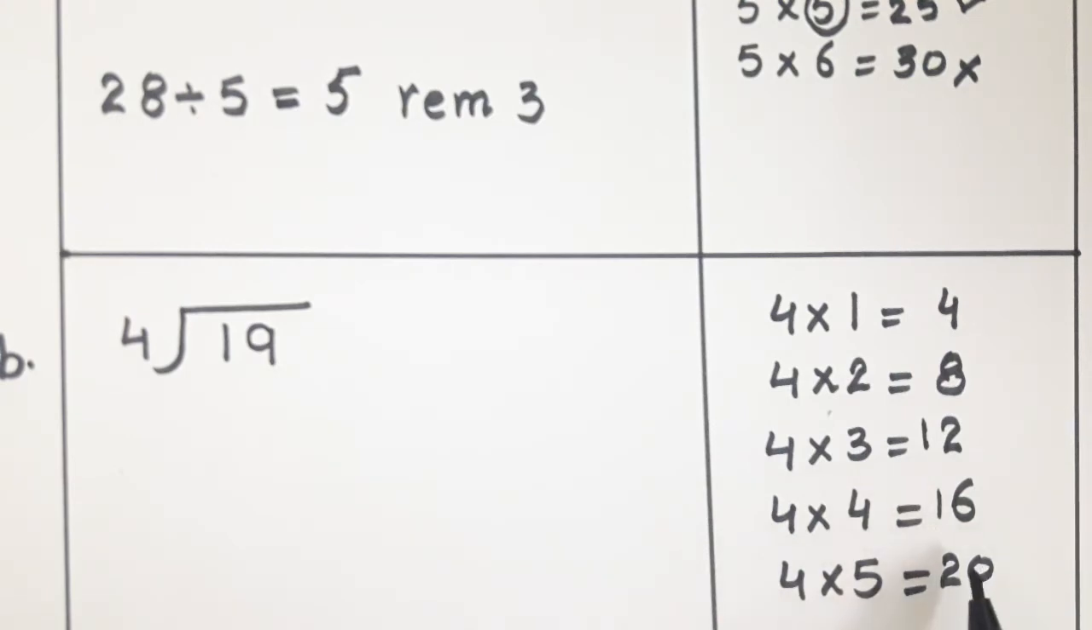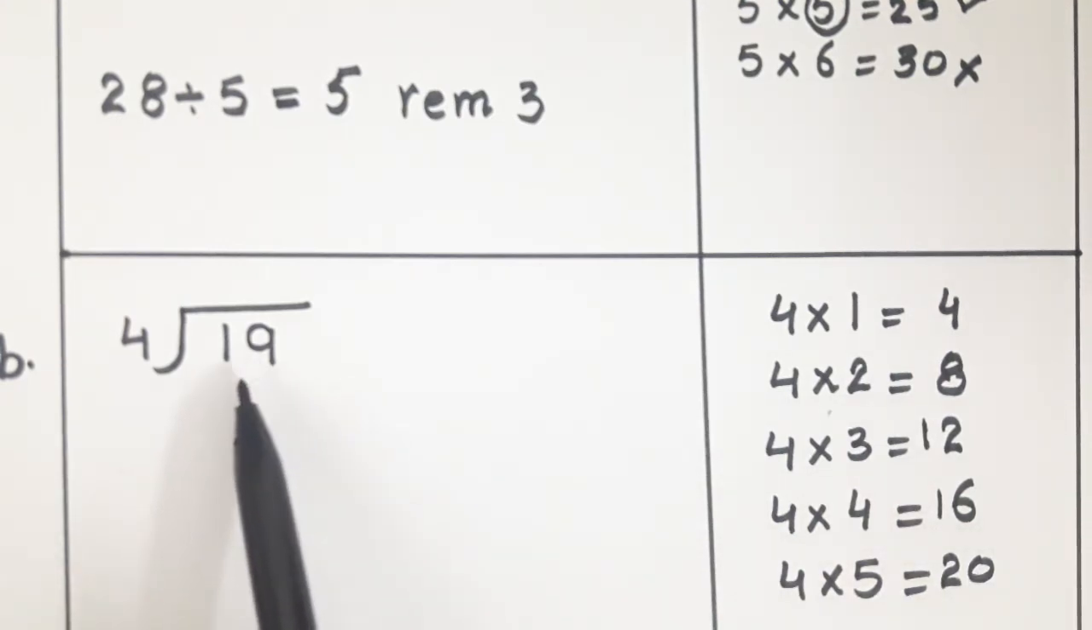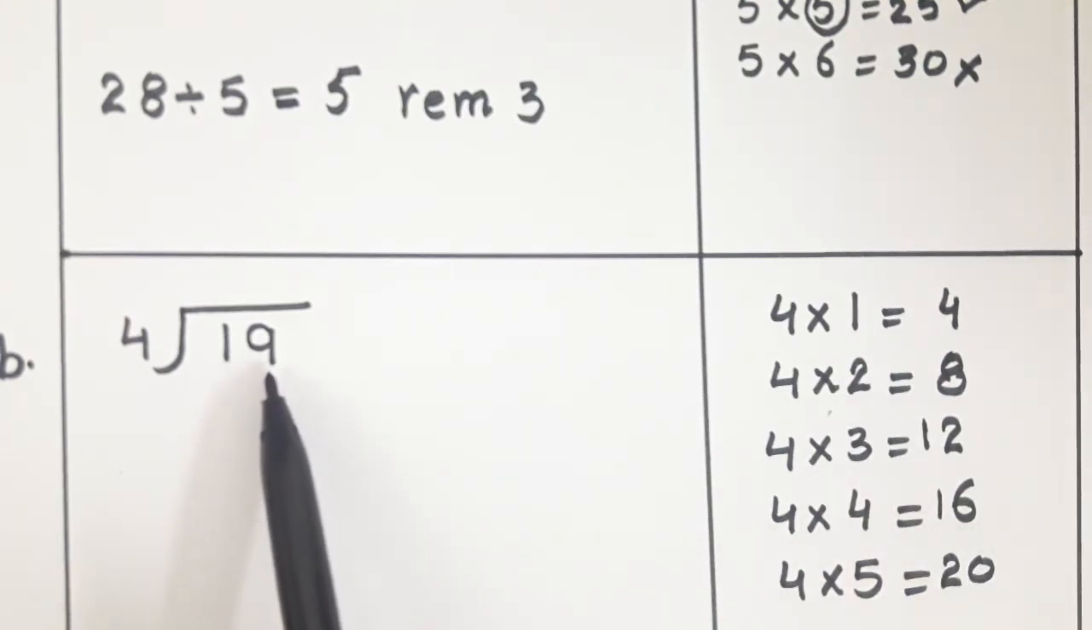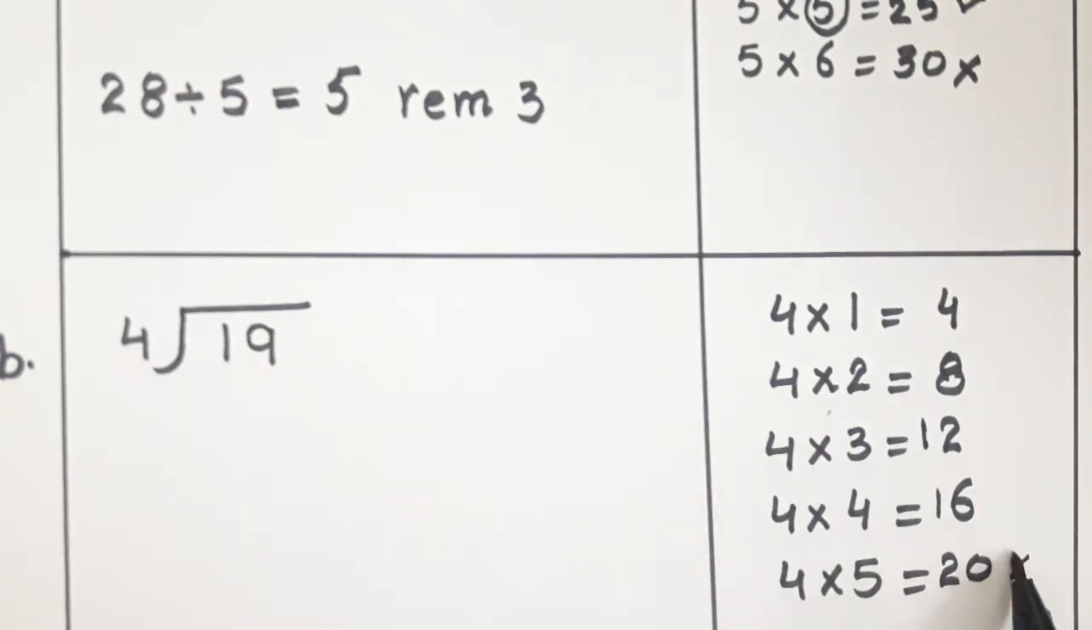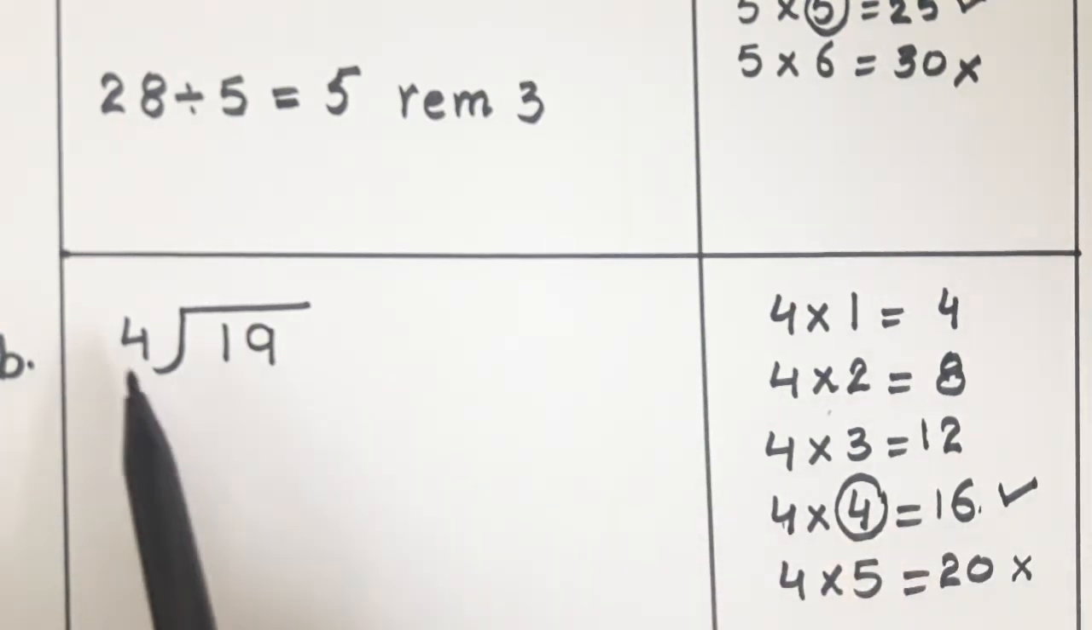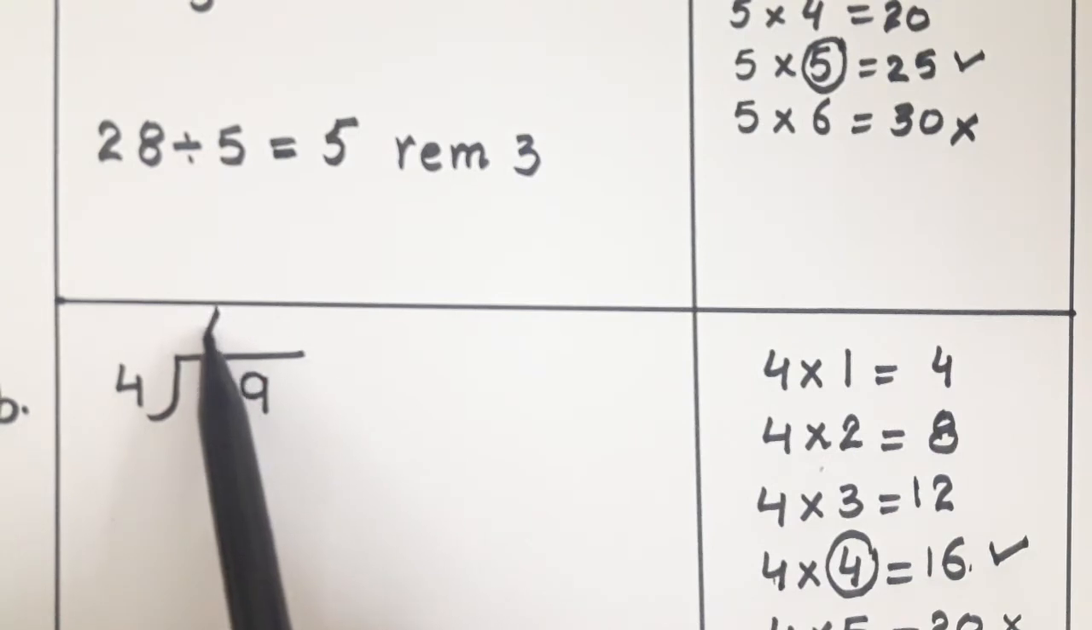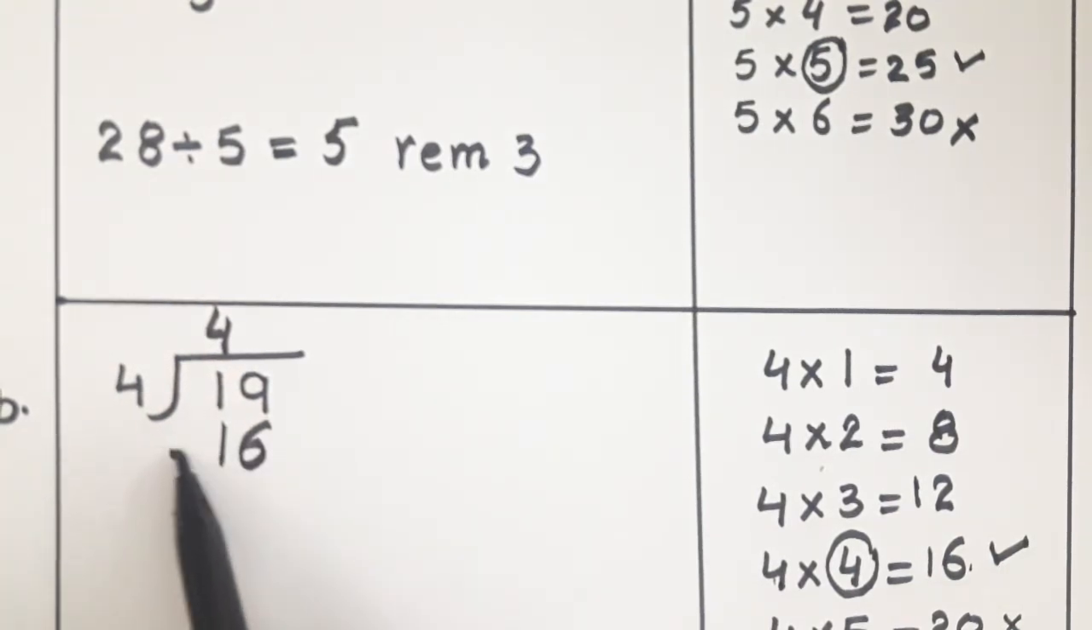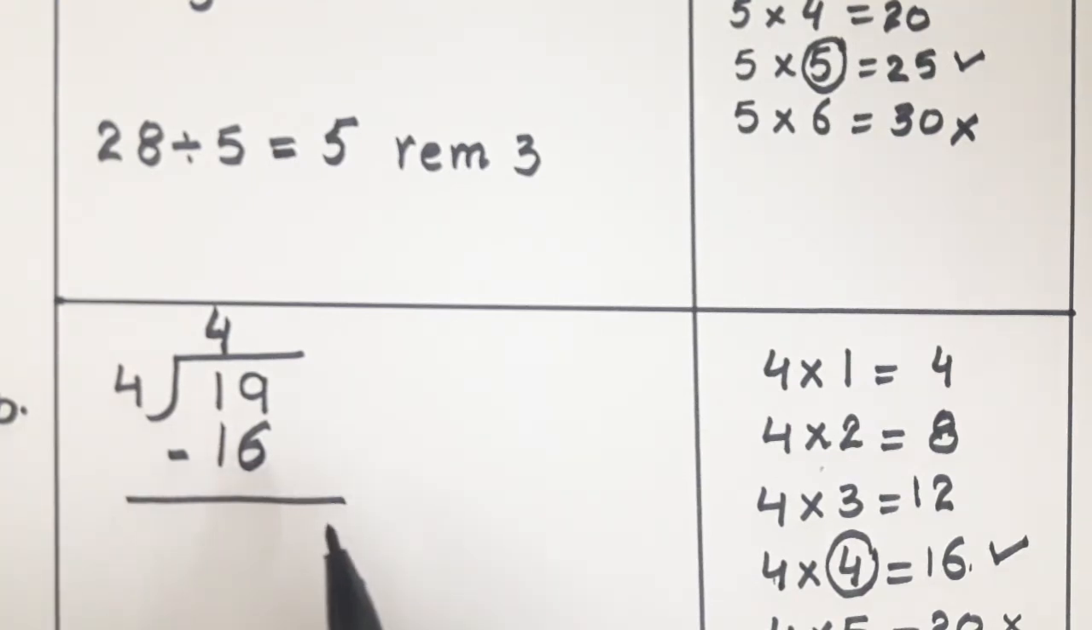So students, you can see 20 and 19. We cannot write a bigger number below the dividend. So this number will not come. So now we will choose this number. 4 fours are 16. This is our divisor and this is our quotient. We will write 4 over here. 4 fours are 16. And now we will subtract it.